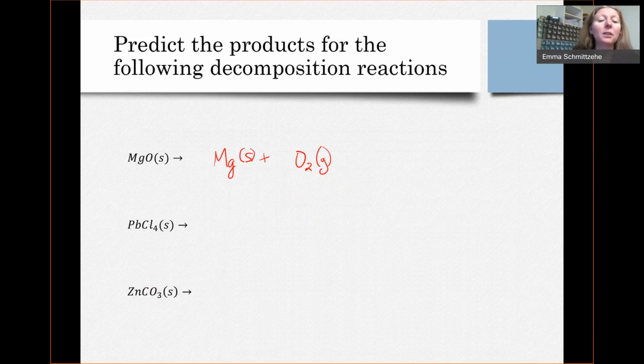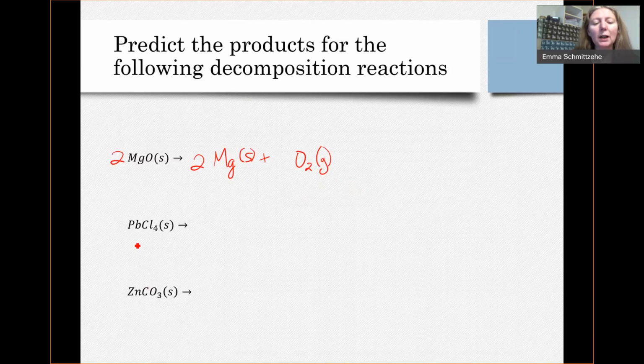And then if we want to balance the reaction, even though I didn't say here to balance the reaction, let's just go ahead and do that. Here we have one magnesium on each side, but we have two oxygens on the right, so I need two of those magnesium oxides, meaning I need two magnesiums. So that would be my balanced reaction that actually occurs.